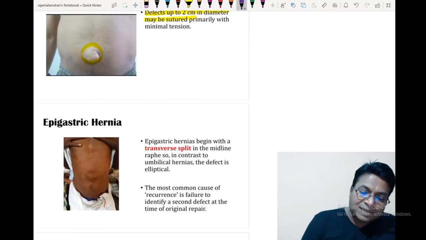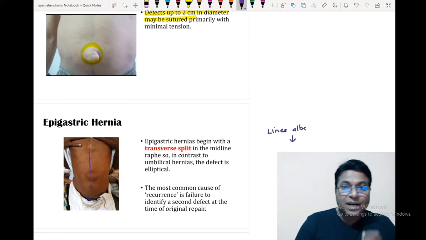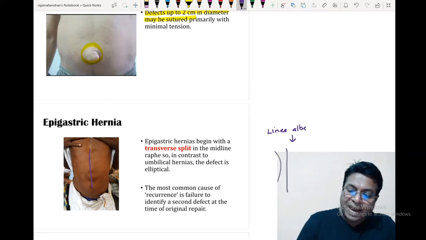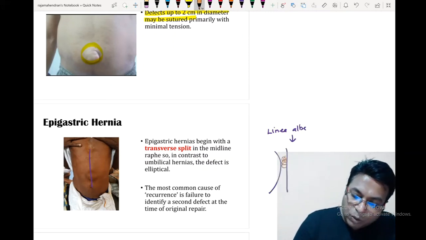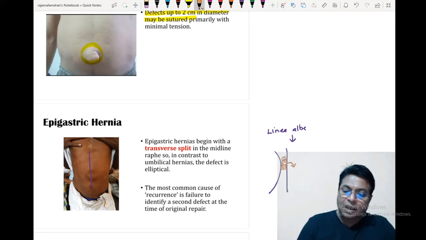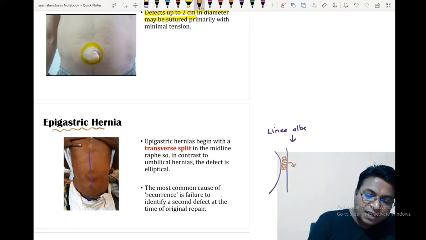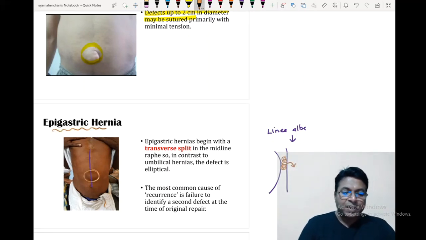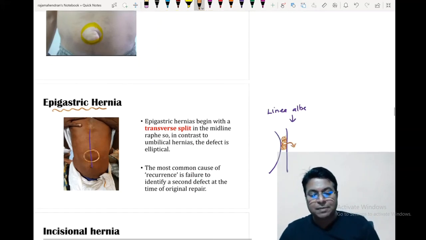So this is an epigastric hernia which happens in the linea alba. Please understand, the pre-peritoneal pad of fat will come out through the linea alba. It is known as epigastric hernia. So this is an epigastric hernia. These pictures are put only for image-based purposes.